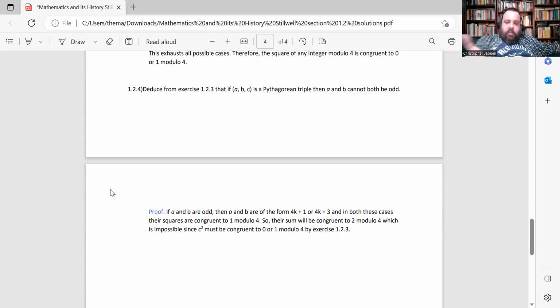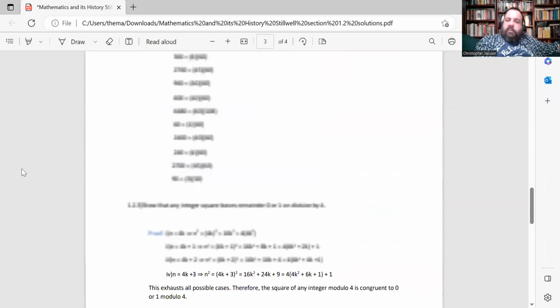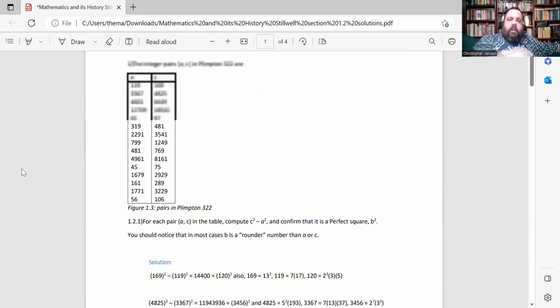Their sum will be congruent to 2 mod 4, which is impossible since C squared must be congruent to 0 or 1 mod 4 by the previous exercise. Like I said, it follows directly from that. And that's it. Those are the 4 questions for section 1.1, 1.2.